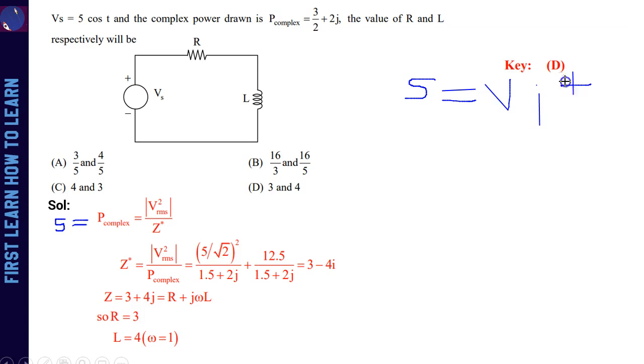We can solve the same problem using the S is equal to V into I star formula also. But solving this using this formula will lead you into an equation with two unknowns, namely R and L, and hence you have to substitute each of the options in order to find the correct answer. Moreover, a calculator is required to solve this question using the S is equal to V I star formula. So a more simple method, without using a calculator, is S is equal to Vrms square by Z star.